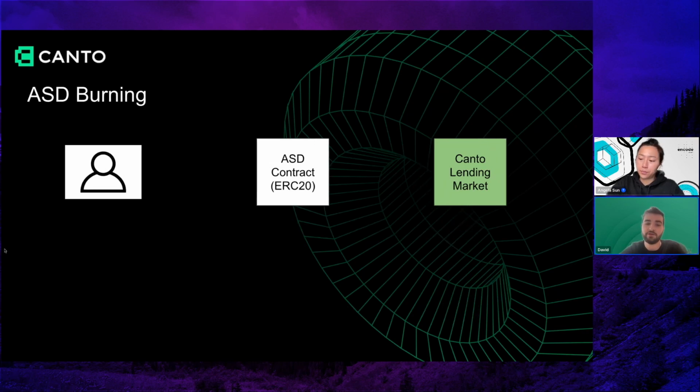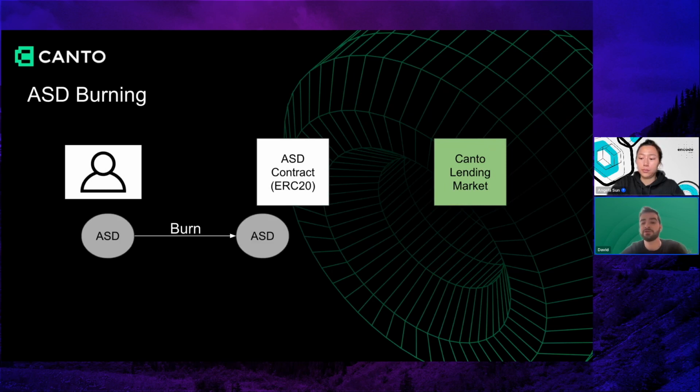Then similarly for ASD burning, it's kind of the exact same flow, just in a reverse order. So if a user has ASD and they want to redeem this for note, they would call burn on the ASD contract. And here's where the calculation is actually made.